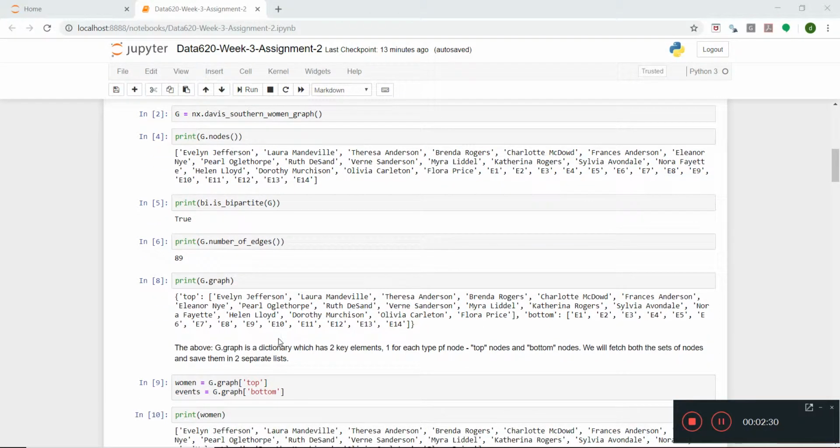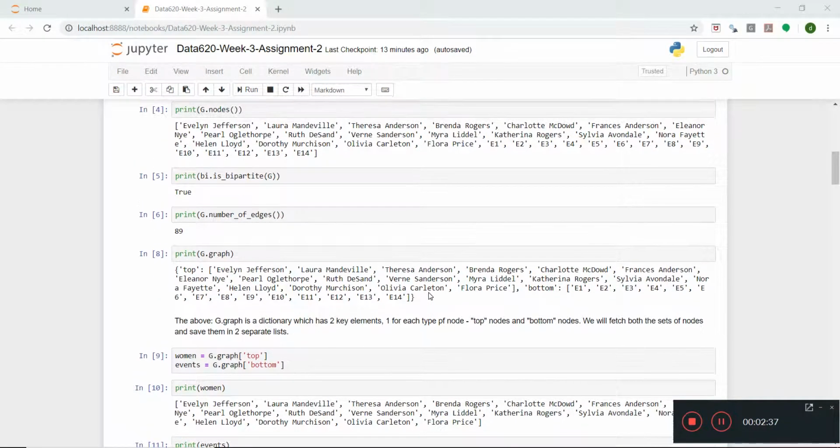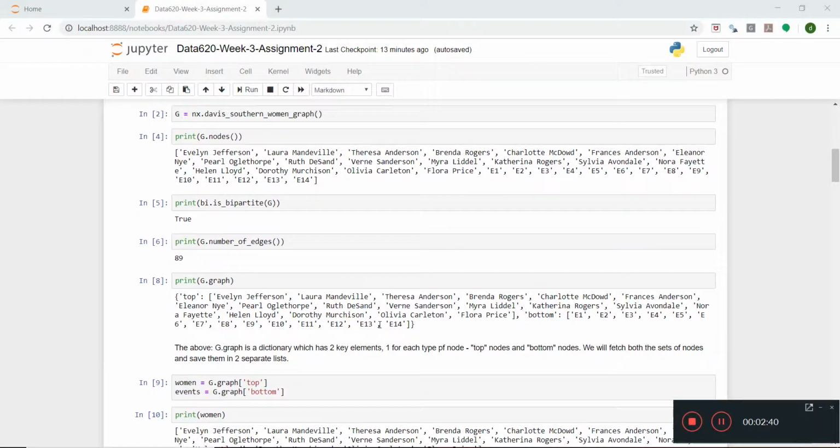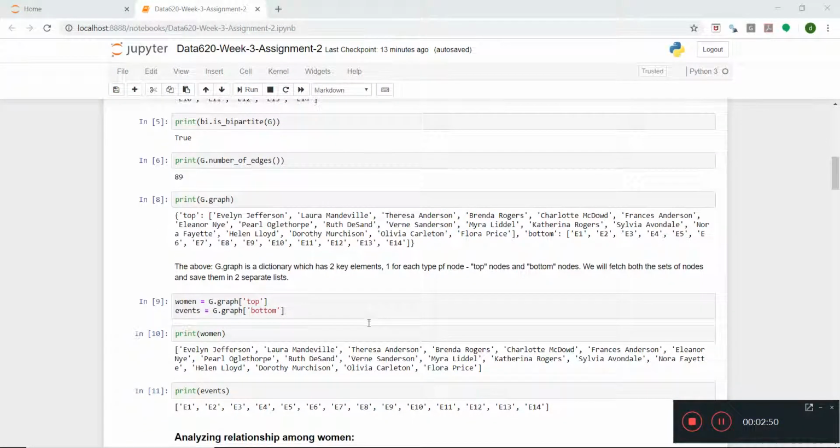It's the total number of connections between the women and the events. As it is a two-node network, an event connects only to women and so on. So we have to find the relationship among the various women, as well as how the events are related to each other. We have collected women, which are the top nodes, in the women list, and similarly for events.